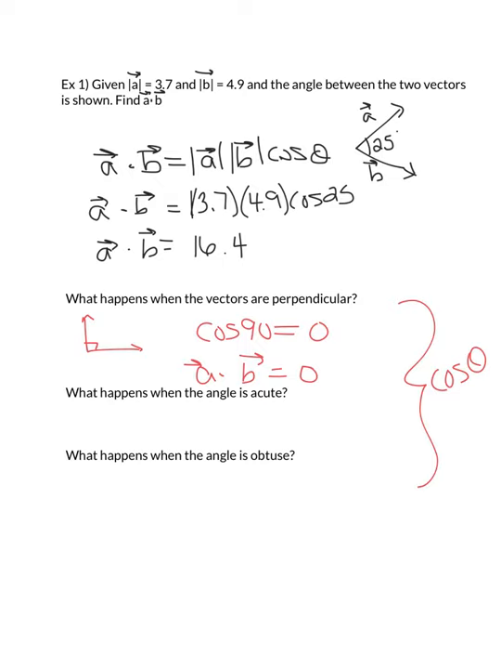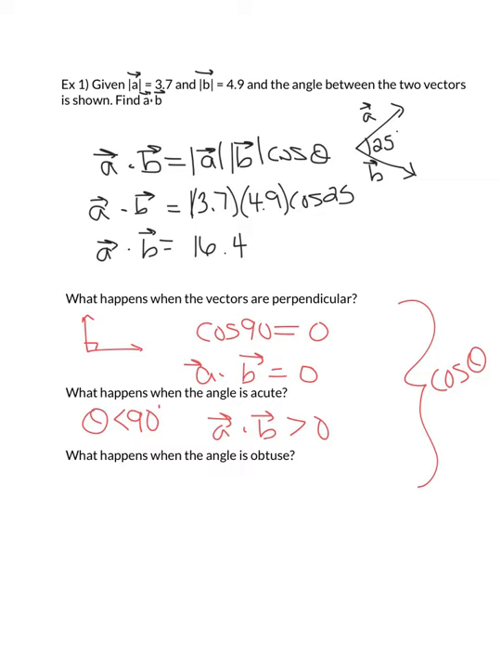Now I can think about the next two parts the exact same way. What happens when the angle is acute? So what happens if my angle is less than 90 degrees? Cos of anything less than 90 degrees, or even 0 to 90 degrees, is going to be in quadrant 1, which means that we're going to get a value that's going to be greater than 0 for A dot B.